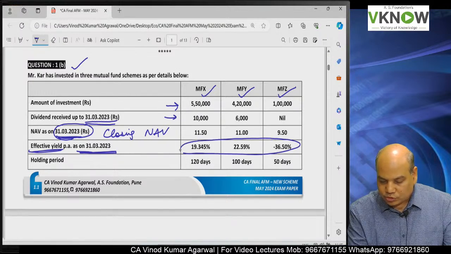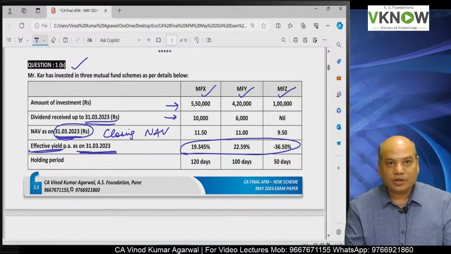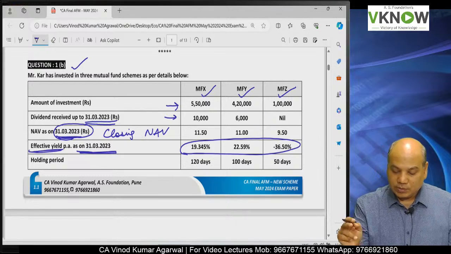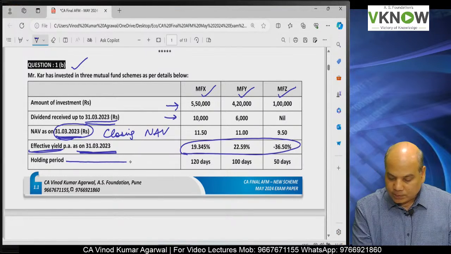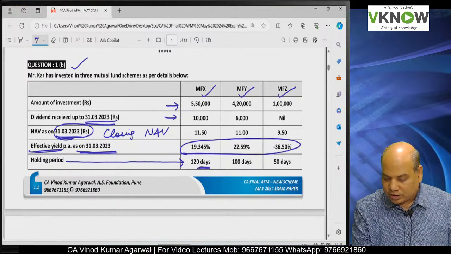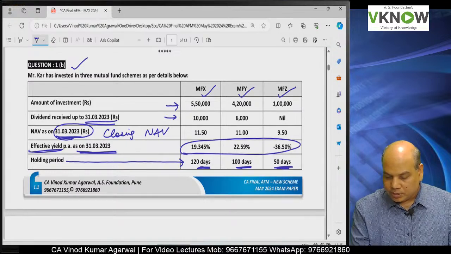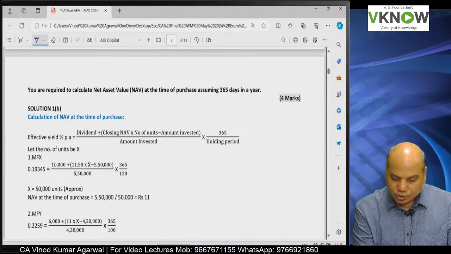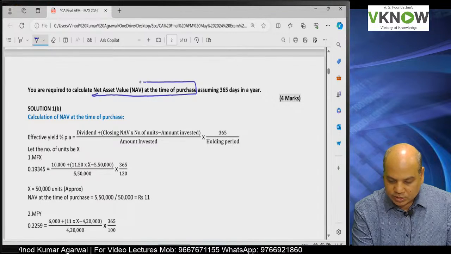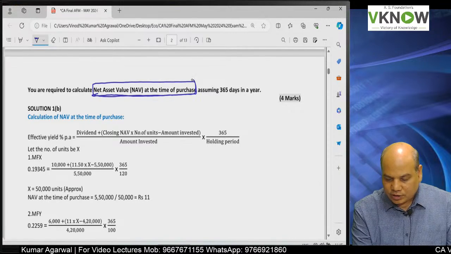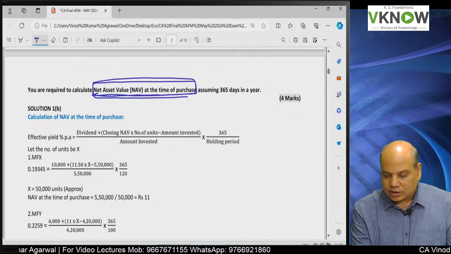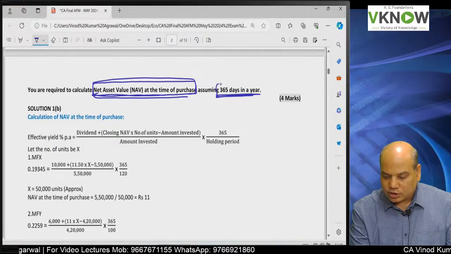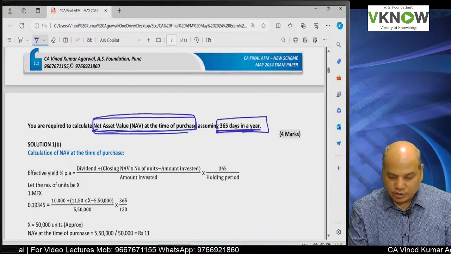So most of the exam questions they ask you effective yield, but this time effective yield is given, and holding period is also given in days. So what do they want? You are required to compute NAV at the time of purchase. Missing figure is NAV at the time of purchase, and for calculation use 365 days in a year.